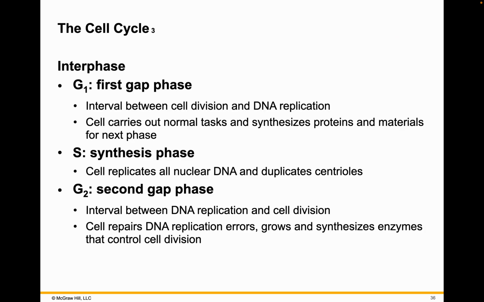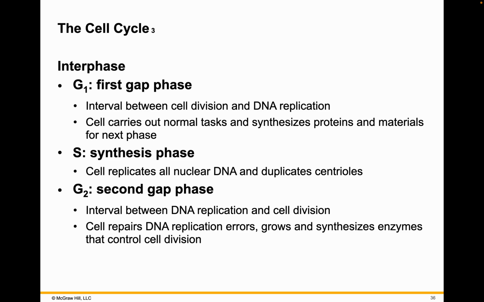So G1 is the interval between cell division and DNA replication. That's when a cell, as I said, is doing its normal tasks, synthesizing proteins and materials for the next phase. If the cell is going to divide, it will go to the S phase. Cells will replicate all the nuclear DNA and duplicate the centrioles.